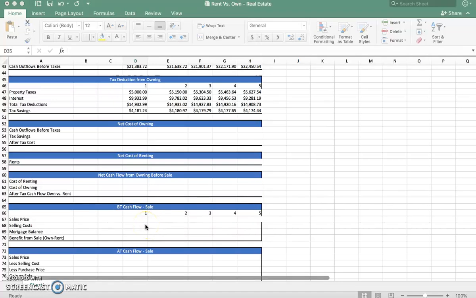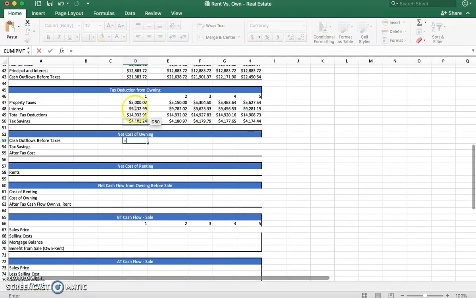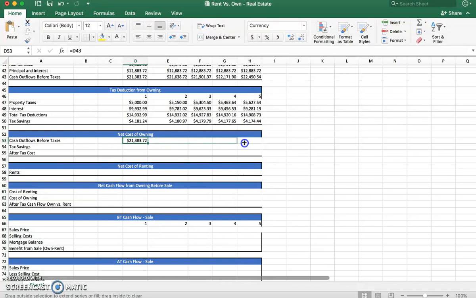Alright, so this next step is probably one of the most important steps actually. This is where we can finally begin to see the difference between actually owning a property and renting it. So we're going to get started with this table right here, net cost of owning. All we got to do here is take the table right above, actually, this cash outflow before taxes. Take that number and pull that all the way across. We're just bringing it down, just making it easier to compare.